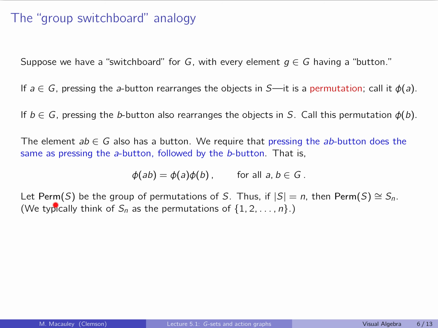Let perm of S be the group of permutations of S. Thus, if S has size n, then this group of permutations is isomorphic to Sn. Now, when we write Sn, we typically think of that as the permutations of the numbers from 1 up to n. So perm of S is like the permutations of my 7 binary squares. Now, some books call the set X, and they write S sub X for the permutation group on X, but if you call your set S, then S sub S is not very good notation.